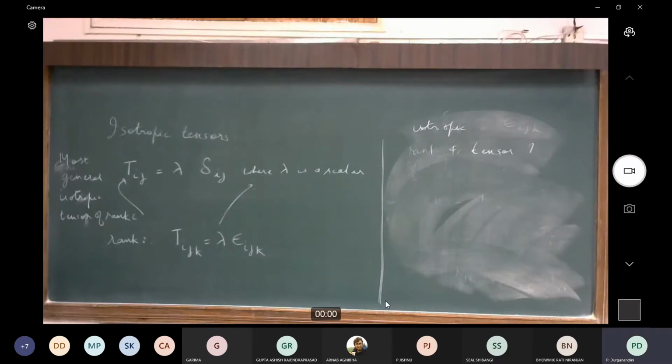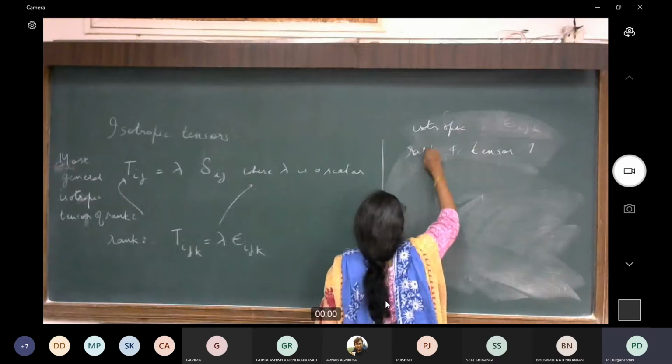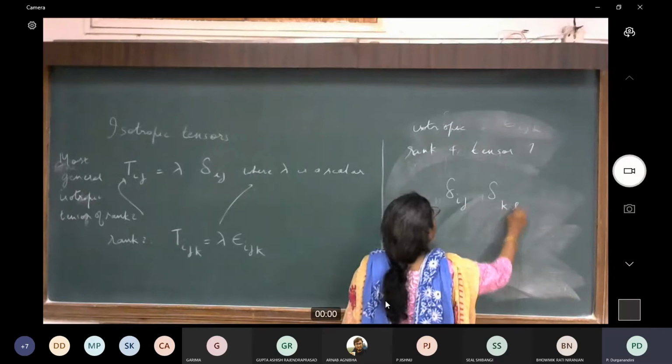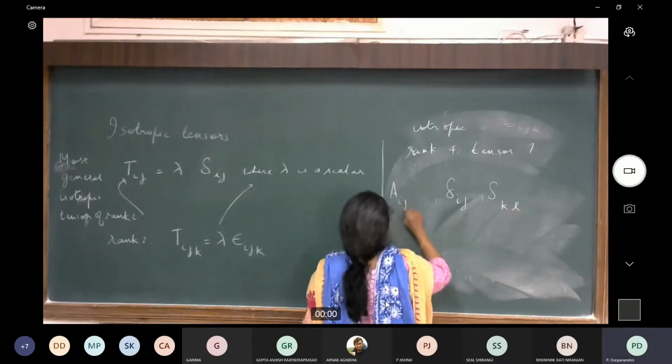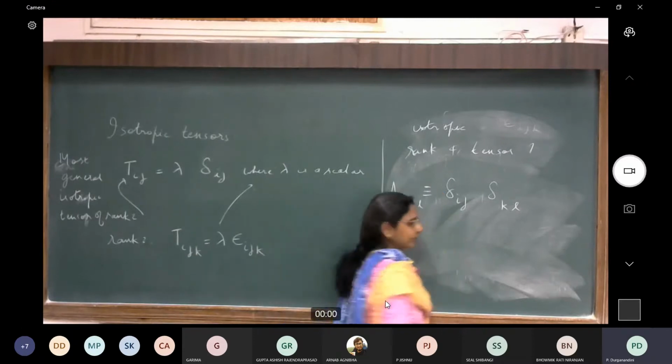Okay, let me give you a hint. Construct them from what you know already. You know a second rank tensor which is isotropic, you know a third rank tensor which is isotropic. From that, can you construct a fourth rank tensor? Nobody is able to attempt it. Okay, let me ask you this. Suppose I consider this object, delta ij delta kl. Let me call this A ij kl equal to this. What will this object transform like?